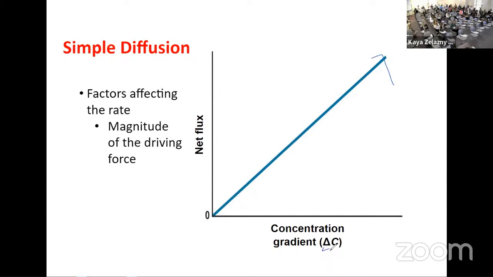This is a delta, that's a triangle, delta. So that's a difference, the difference between the concentration inside and out. So as it goes up, net flux. Flux is movement. Net means total. So the total movement goes up as the concentration gradient goes up.